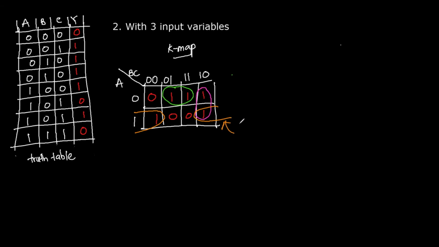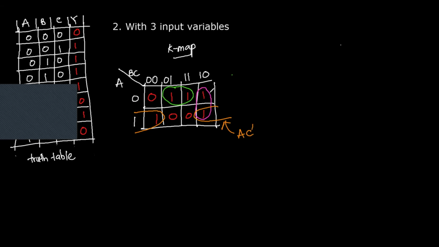So if you get a Boolean expression for that, you see that A does not keep changing. A is a constant value of 1, but B and C, B is 0 over here and 1 over here, so it's not a constant. But C is 0 in both instances, which is the complement of C. So in this case, we have A and we have C prime, which is the complement of C.